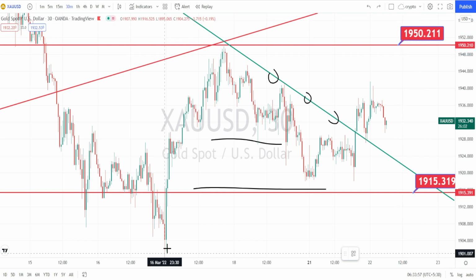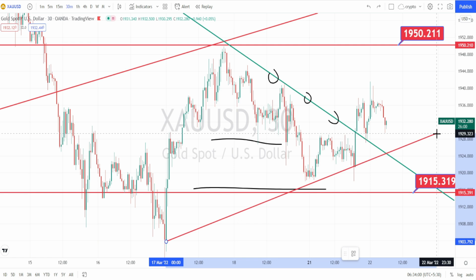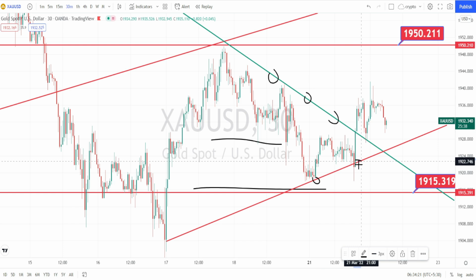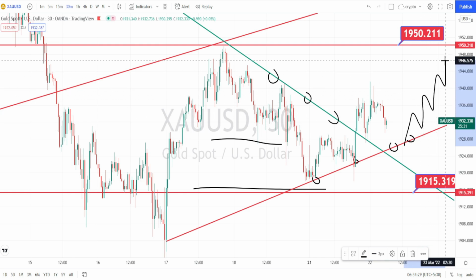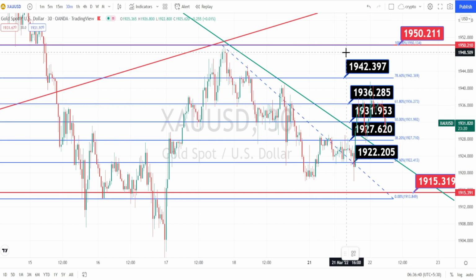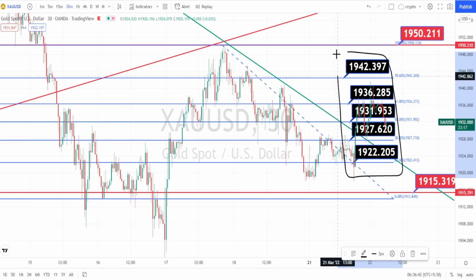Within this range bound market also, we can draw trend lines and do trades within these ranges. And currently the price action has taken support on this trend line. As long as this trend line is holding, we can expect the bullish trend to continue in 30 minutes time frame. And if the price action breaks this support line, we can expect it to come down and retest this 1915 support level. Let us mark the support and resistance levels for 30 minutes time frame. So the values in black color boxes are the support and resistance levels for 30 minutes time frame.